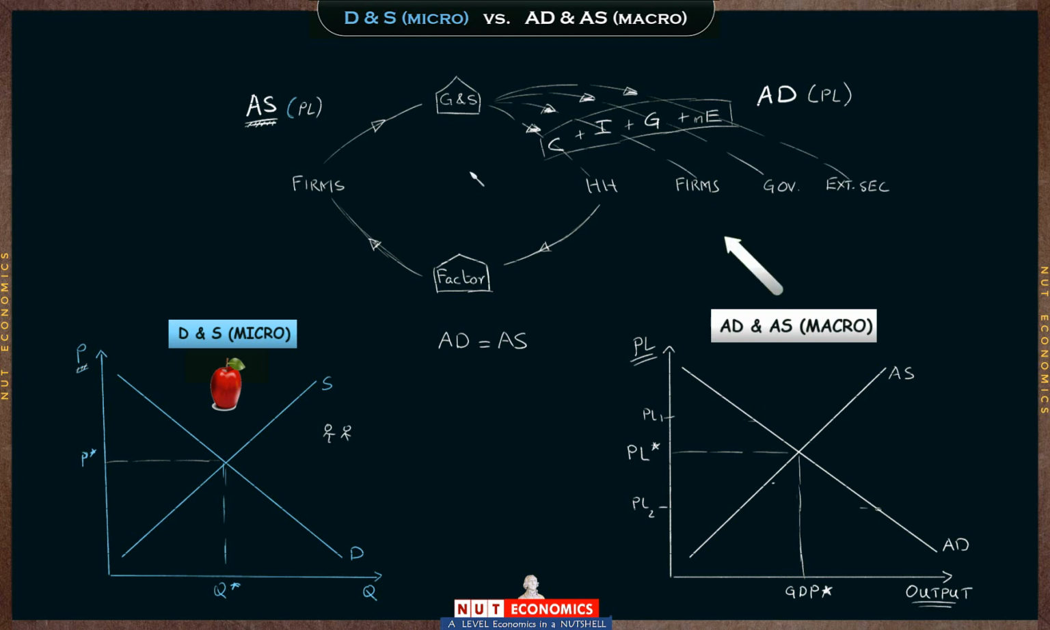It reflects the country's circular flow. And since this circular flow is basically in turn reflecting the entire economy, therefore this model of aggregate demand and aggregate supply is not just telling you about one single product. It is reflecting the whole circular flow, and therefore it is reflecting the price levels and the output of the whole macroeconomy.